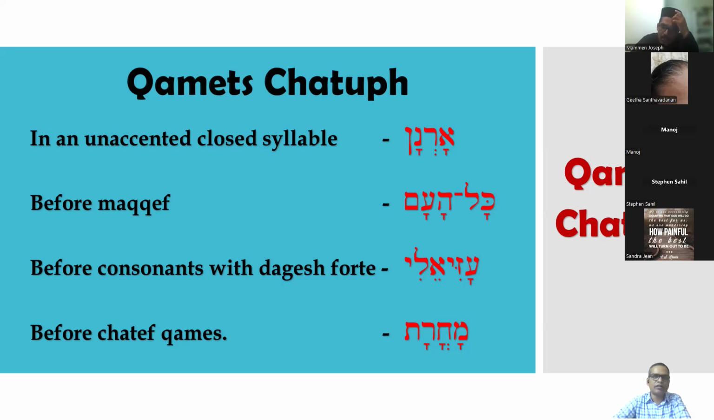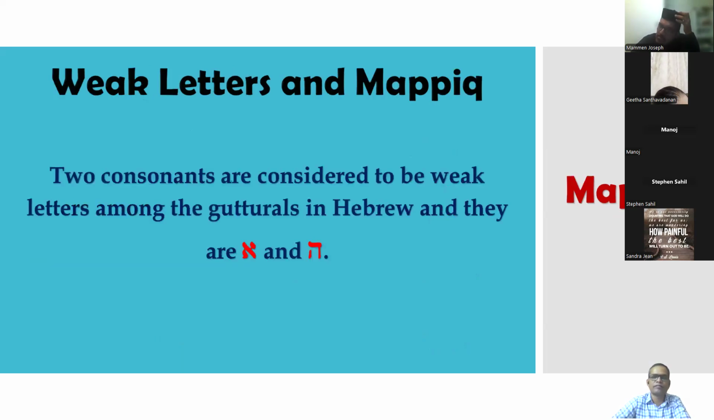So in an unaccented closed syllable, if you see a kamats, that is kamats hatuf. If you see kamats before Makaf, it is kamats hatuf. If you see kamats before dagesh pote, it is a kamats hatuf. If you see kamats before composite shevas, or so to say the hatef kamats, that is kamats hatuf. So these are the four principal rules that you have to keep in mind in order to differentiate between kamats and kamats hatuf while reading.